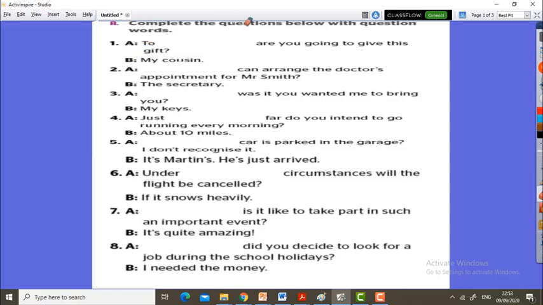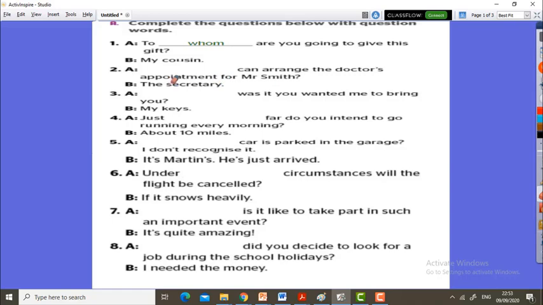2. Are you going to give this gift to my cousin? It's a person, and we have 2. To whom? Because we need a question word that asks about a person. Let's go to B.